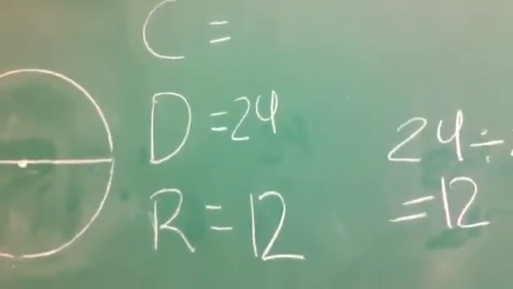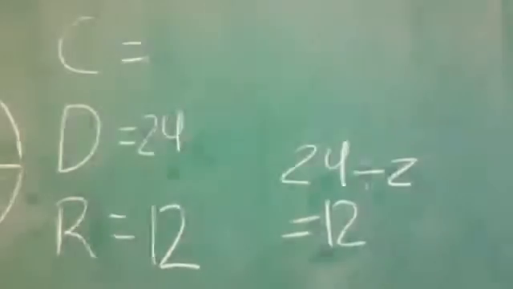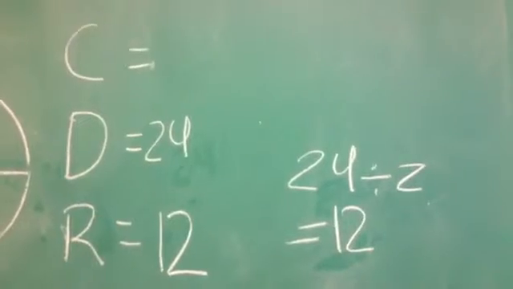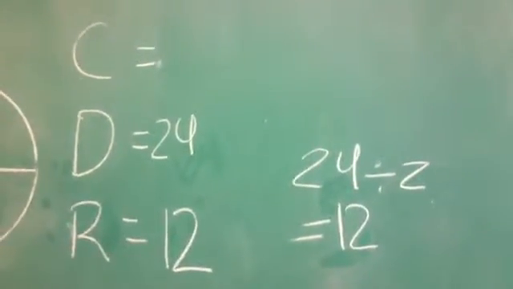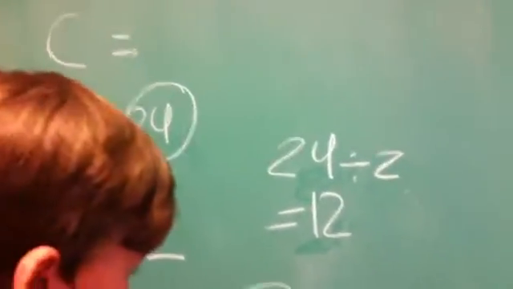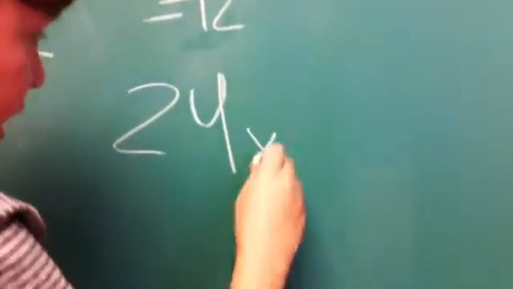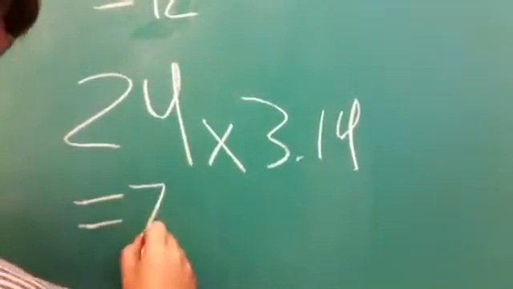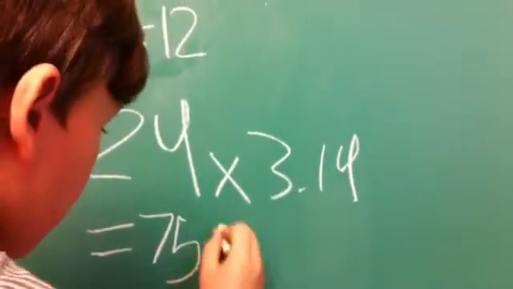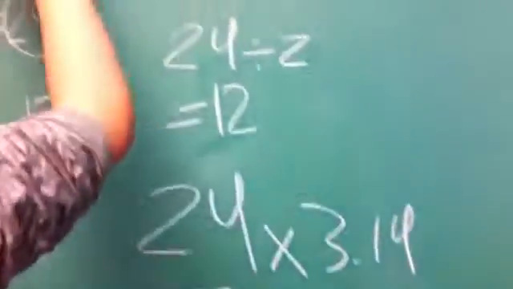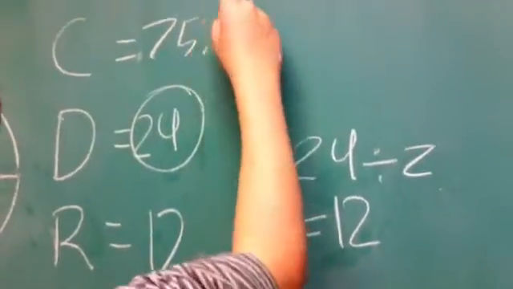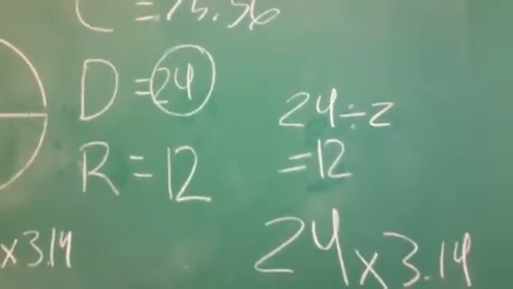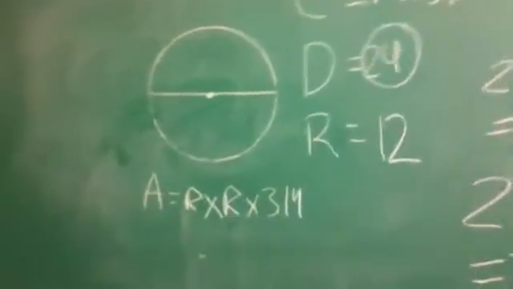Now, to get the circumference, you will either use the diameter or the radius. Right now, we will use the diameter, and that will be 24 times 3.14, and that equals 75.36. Now we've found the circumference, the diameter, and the radius. But now we have to find the area.